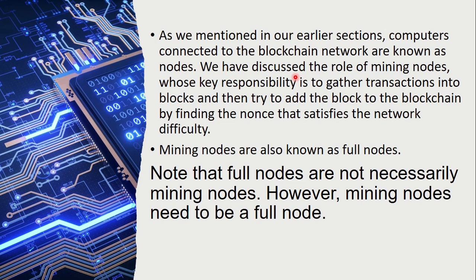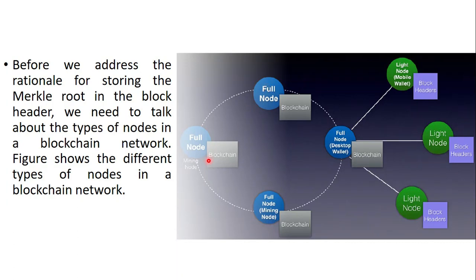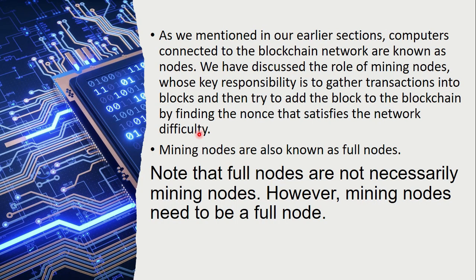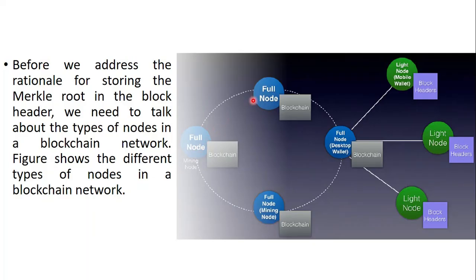Now, we have discussed the role of mining nodes in the previous videos, right? Their key responsibility is to gather the transactions into blocks and then try to add the block to the blockchain by finding the nonce that satisfies the network difficulty, right? We know that if the nonce was able to satisfy the network difficulty, then the block was added to the blockchain. Now the mining nodes are known as full nodes, right? Whereas note that full nodes are not necessarily mining nodes. We have seen that this is a full node, but this is not a mining node, right? But a mining node can be a full node.